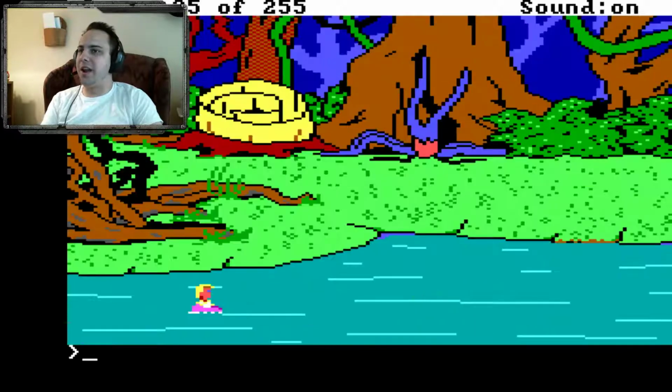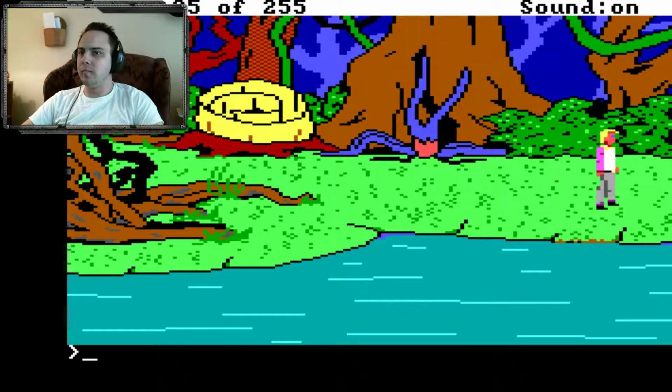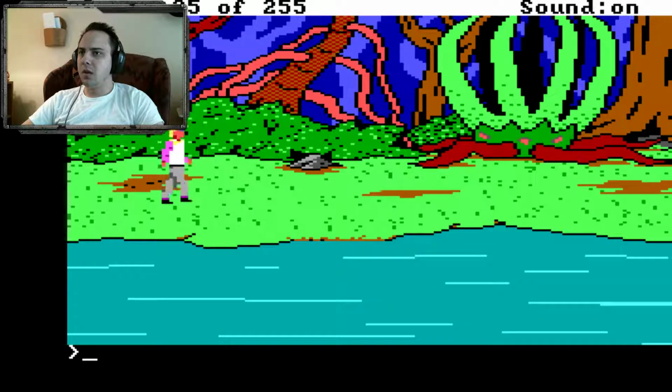Alright. Okay, so I can't dive yet. That's right! I had to figure out this way. There was something else. It was like a fruit or something.